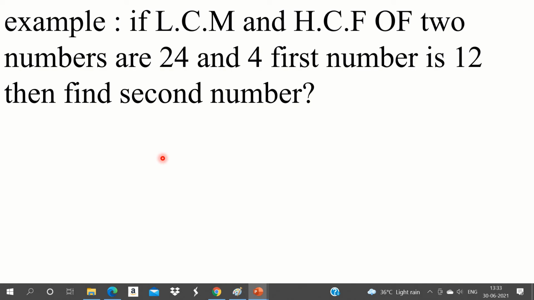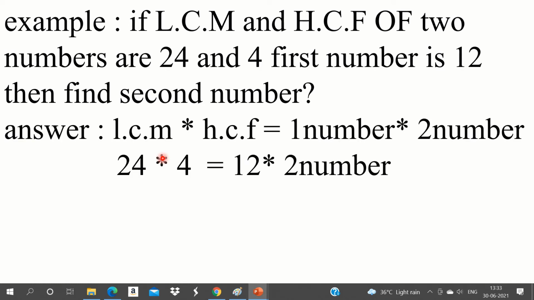If LCM and HCF of the two numbers are 24 and 4, first number is 12, second number is what? We know the conclusion. LCM into HCF is equal to first number into second number. So 24 into 4 is equal to 12 into second number. So 24 fours are 96. So second number is 96 by 12. 8 is the second number.